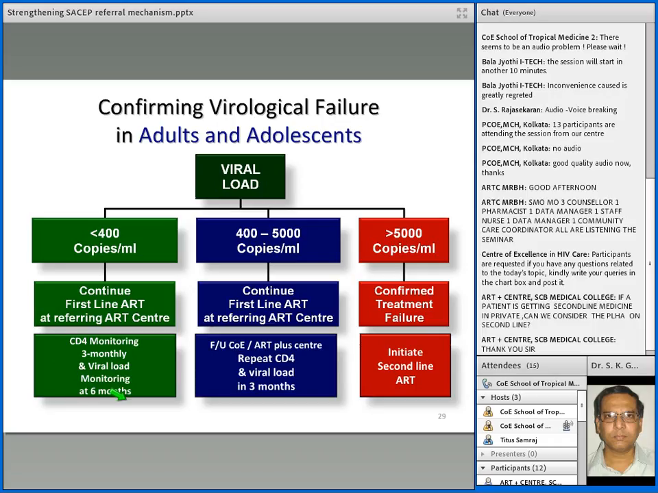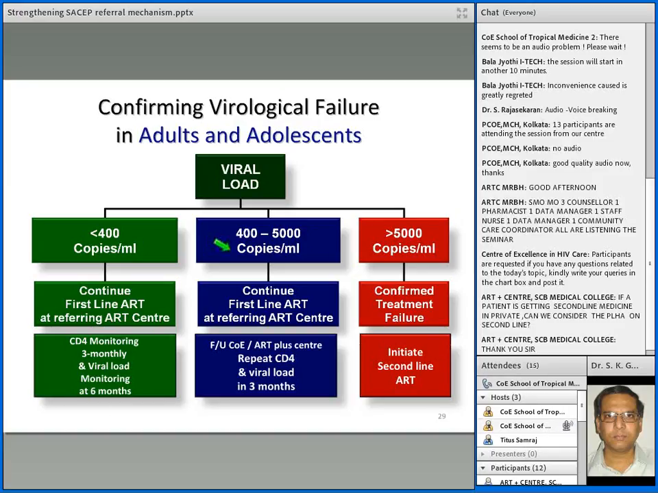Once the patient goes back, you get the response from the SACEP that the patient's CD4 count has to be monitored every 3 months because he had an immunologic failure, but there is virologic suppression. So the CD4 count has to be done every 3 months, and the viral load test has to be repeated after 6 months in case of adults and adolescents.